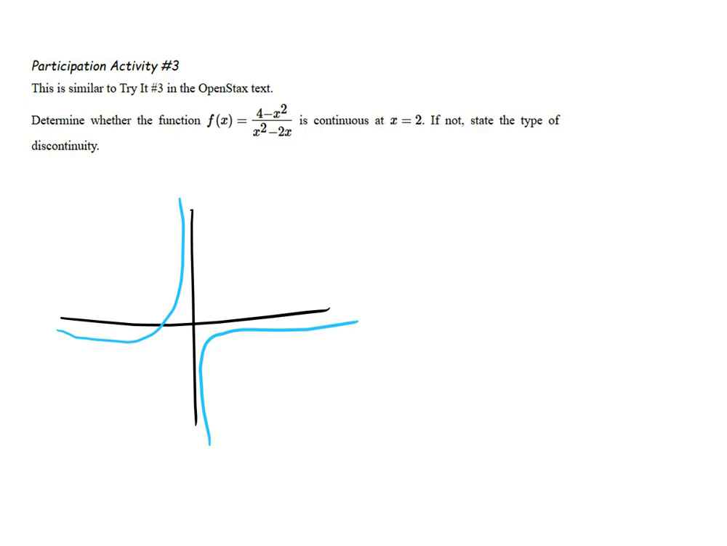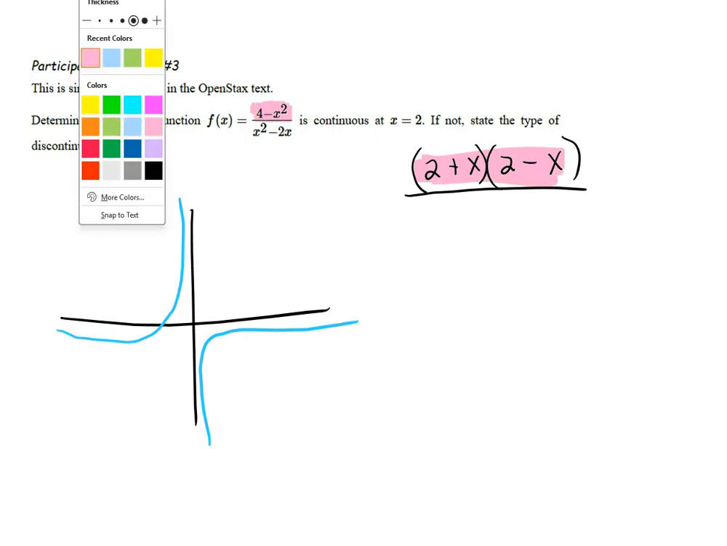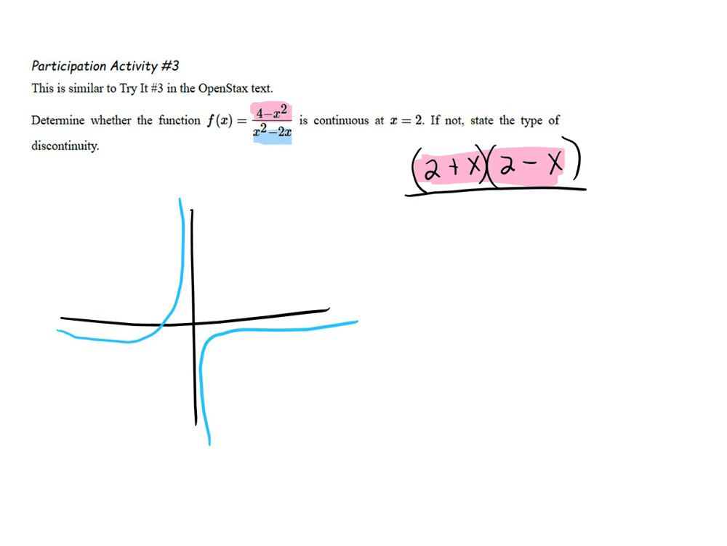The original function, which is 4 minus x squared, that is a difference of two squares. So I can factor that to be a 2 plus x and a 2 minus x, because if you FOIL it back, this right here gives you that. And then the denominator, which is x squared minus x, I can factor out an x, which would leave me with an x minus 2.